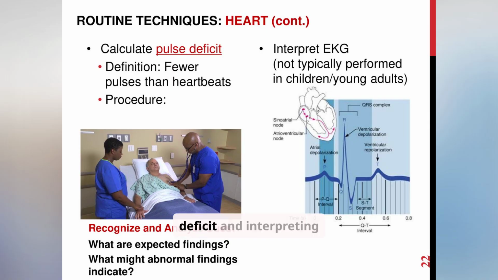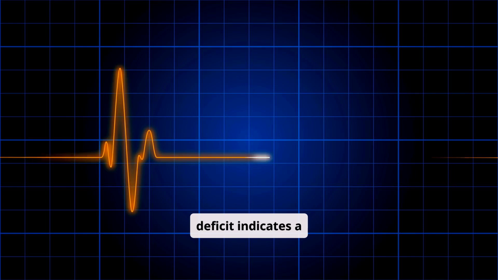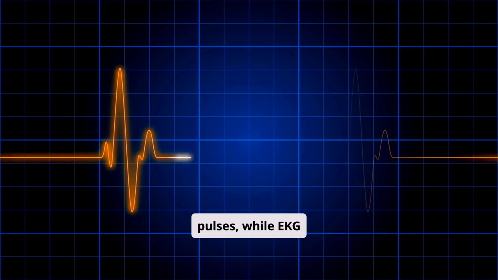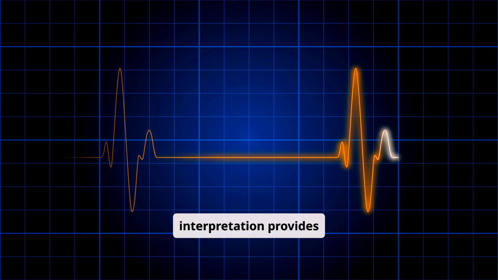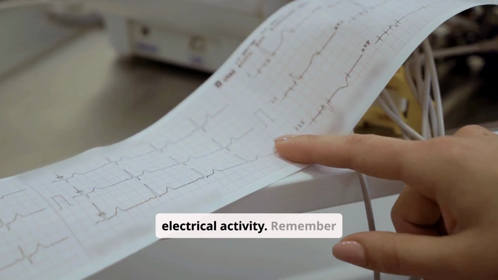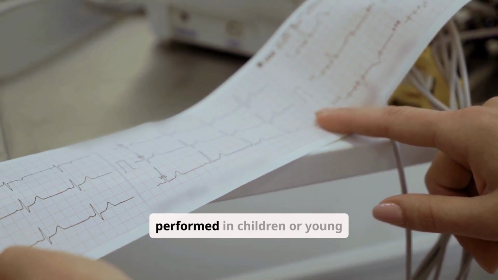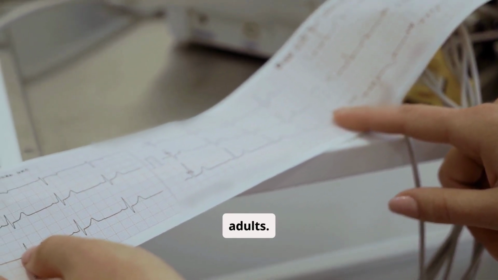Calculating pulse deficit and interpreting EKG results are additional techniques for assessing the heart. Pulse deficit indicates a discrepancy between heartbeats and palpable pulses, while EKG interpretation provides information about the heart's electrical activity. Remember that EKG interpretation is not typically performed in children or young adults.